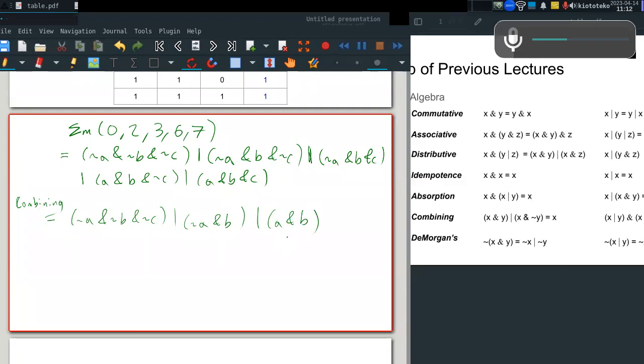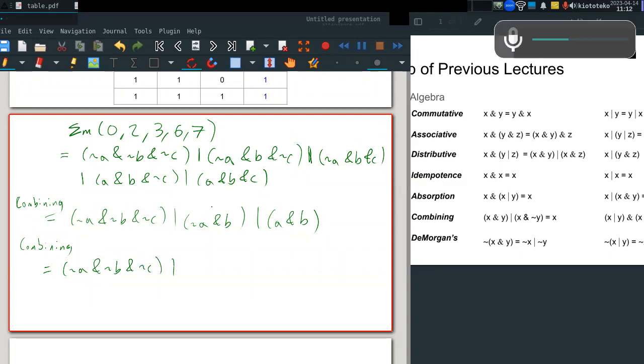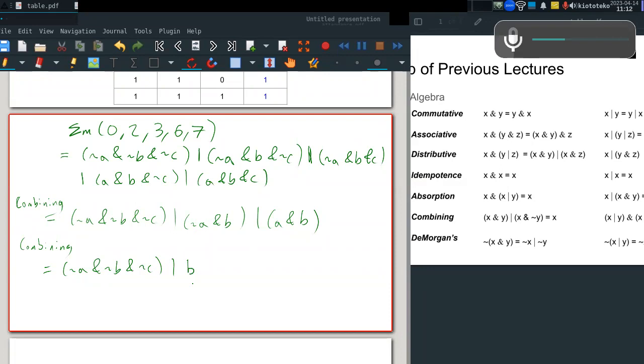What can we do next? Apply combining on the last two terms. Exactly. Not B and not C. You apply combining here, and you see that the only one that changes is the A, so you stay with the B. Can we reduce it even more? Any guess?